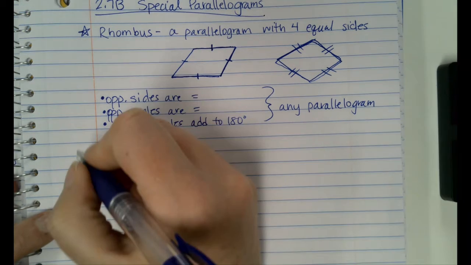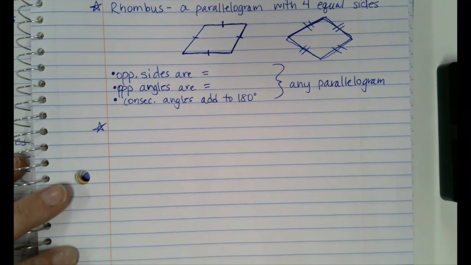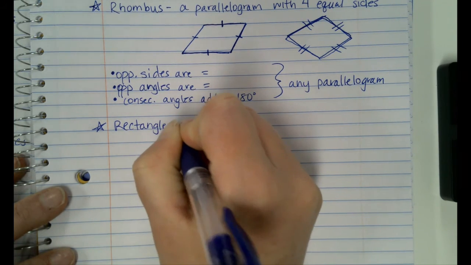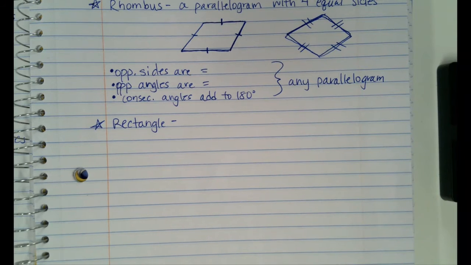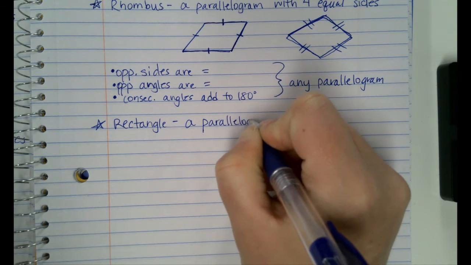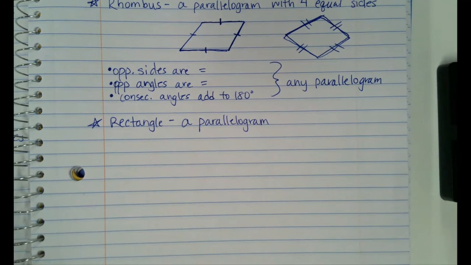All right, our next one, and I know we're familiar with this one, is a rectangle. Now I know we know what a rectangle looks like, but I wonder if we can define a rectangle. Okay, first of all, I'm going to give you a hint. The first part is it's a parallelogram. But more specifically, what's so special about a rectangle? What makes a rectangle a rectangle?